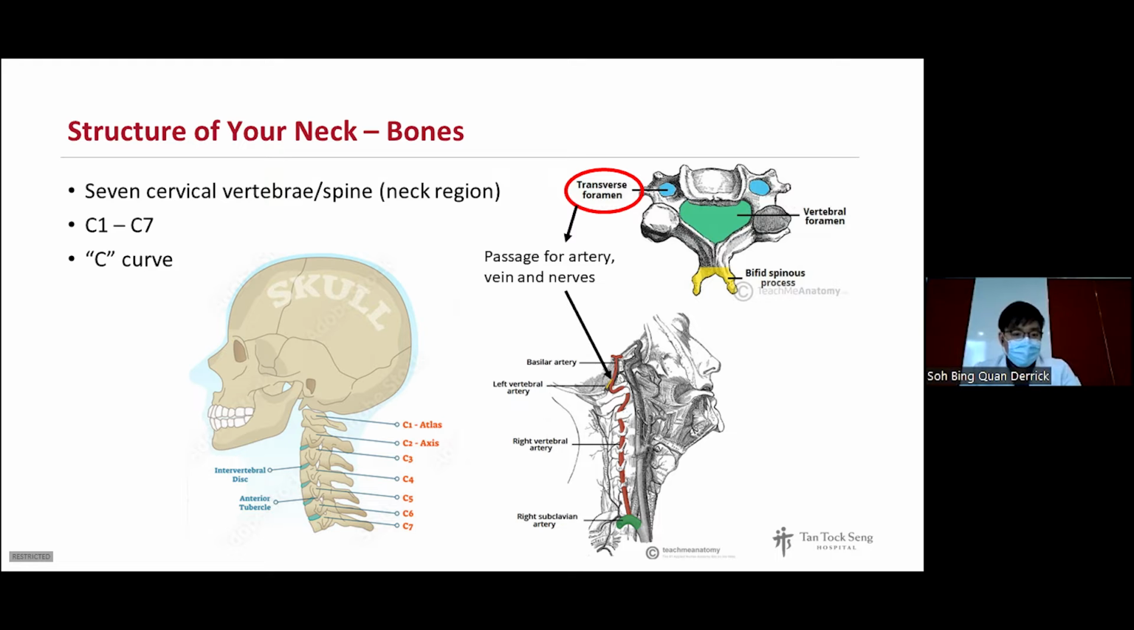For the cervical spine, usually there's a gentle C curve. That's the normal C curve. It's not because your neck is crooked. If it's straight, that's where all the problems arise. So that's for the bone. I'll be going through all these structures quickly just to let you all know.